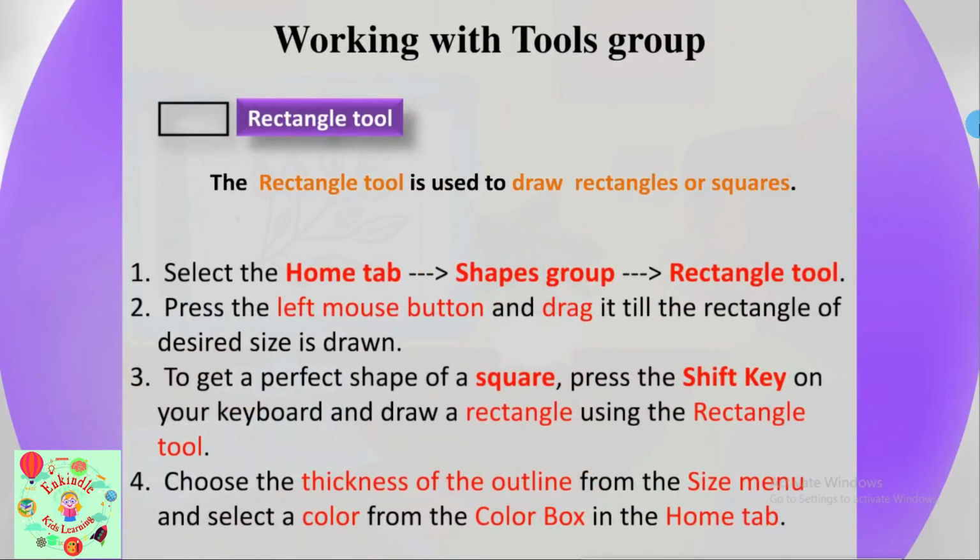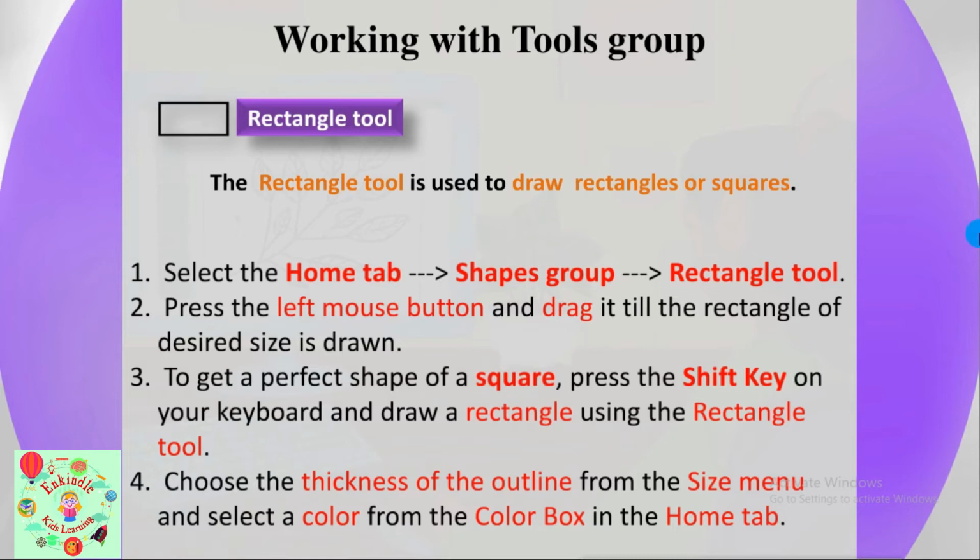The next tool is the rectangle tool. The rectangle tool is used to draw rectangles or squares. What are the steps involved? First, select the Home tab. Under the Home tab, you will find the Shapes group. In the Shapes group, you will find the rectangle tool.